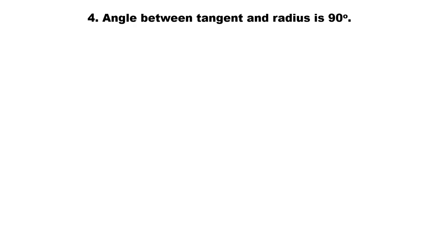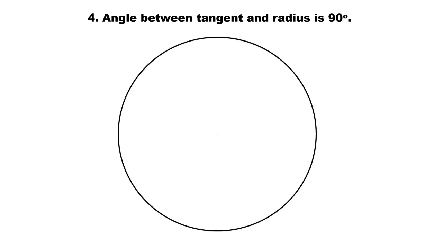The fourth theorem states that the angle between the tangent and radius is 90 degrees. So, if we draw a circle and draw a tangent at any given point, if we then draw the radius from the center of our circle to the point where the tangent touches the circumference of the circle, the angle that is formed will be a right angle, which means it is 90 degrees.